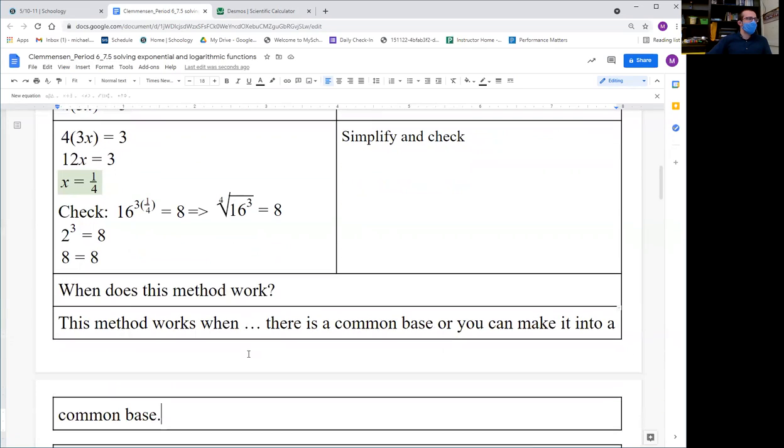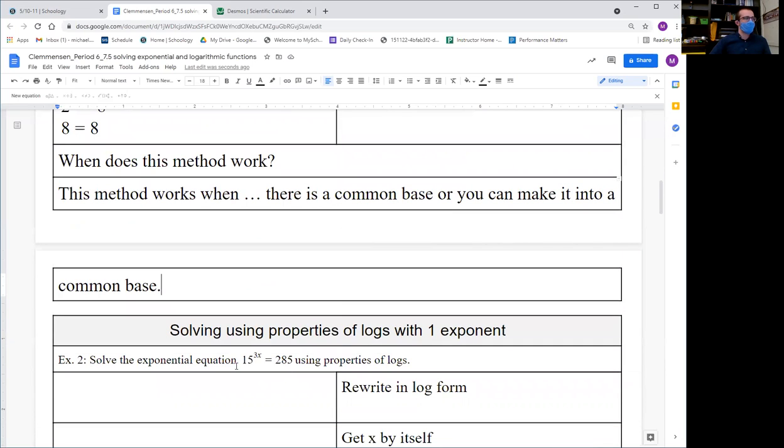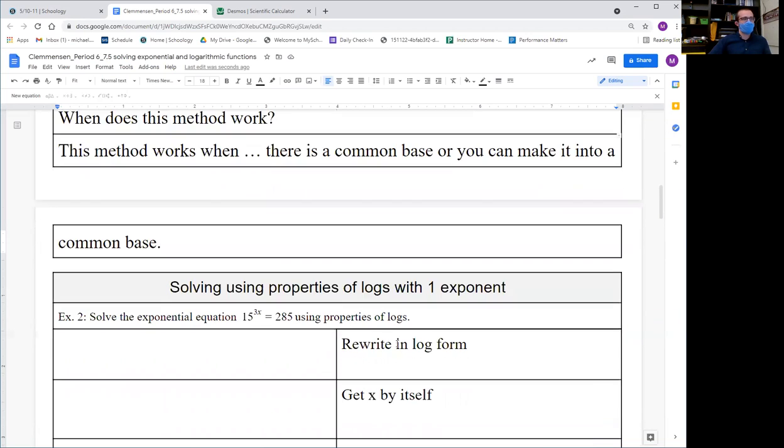Now, this is a very specific case, where this probably won't happen very often, where we have two numbers as our exponents that both happen to work out. More in general, we'll have a problem like down here, where they can't be rewritten as exponents of each other with a common base. Like I can't change 15 into some power and 285 to the base to some power, right? There's no way to make those bases match. And so what we're going to use is our log properties, specifically rewriting in log form. Okay, so let's go over that now.